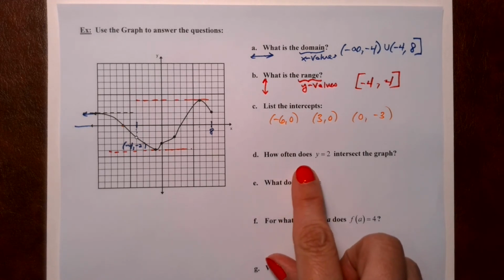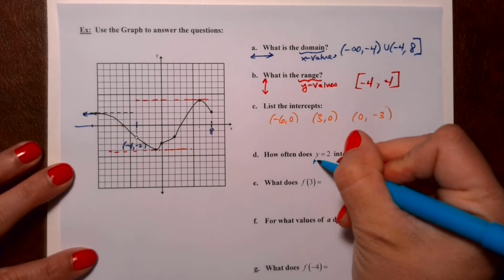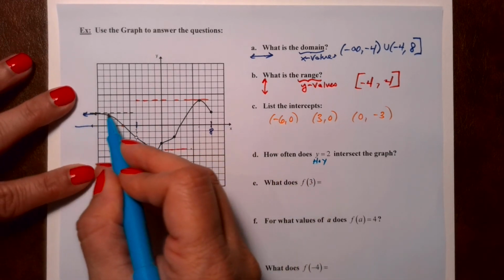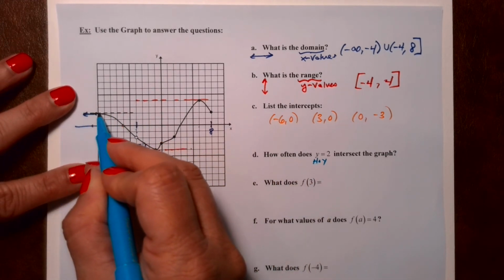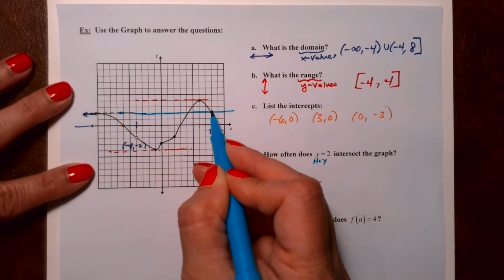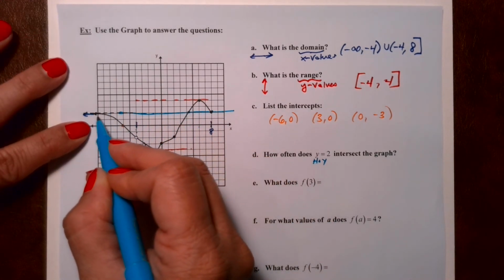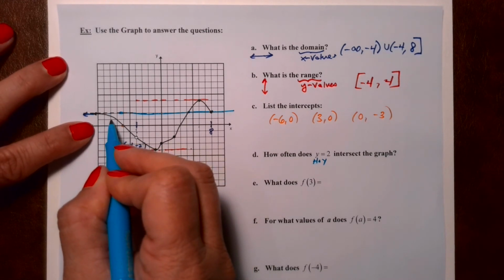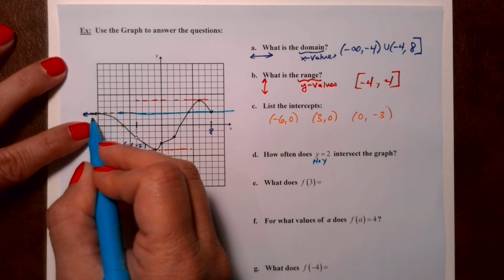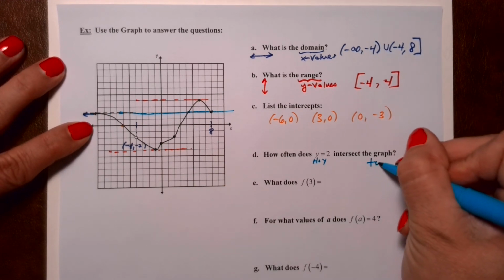How often does the line y equals 2 intersect the graph? y equals 2 is going to be a horizontal line. Where's 2? It's right here. Oh goodness, what is going on here? It touches 1 time, 2 times. Does it touch over here? Remember, a graph that approaches an asymptote will get closer and closer, but never touch. So we just have those 2 intersection points. It intersects twice.